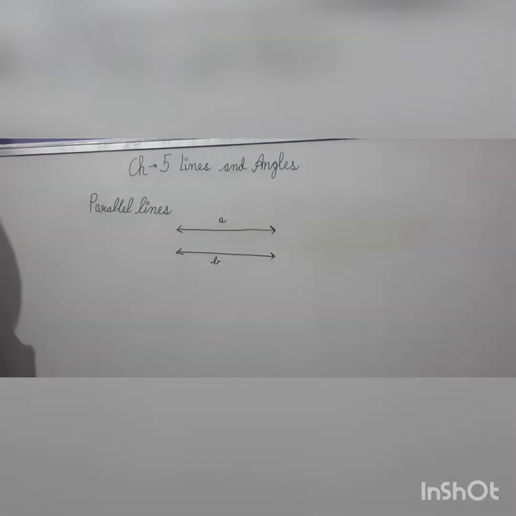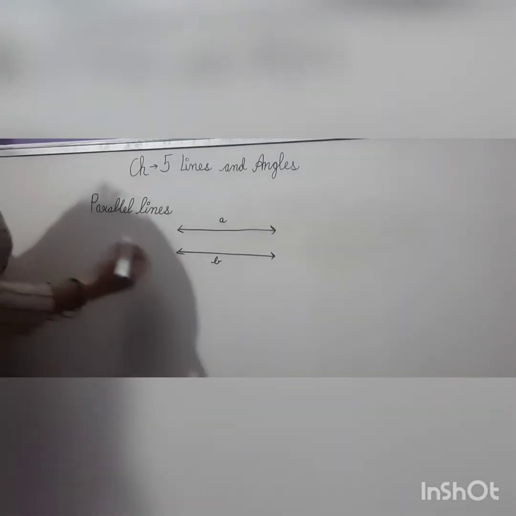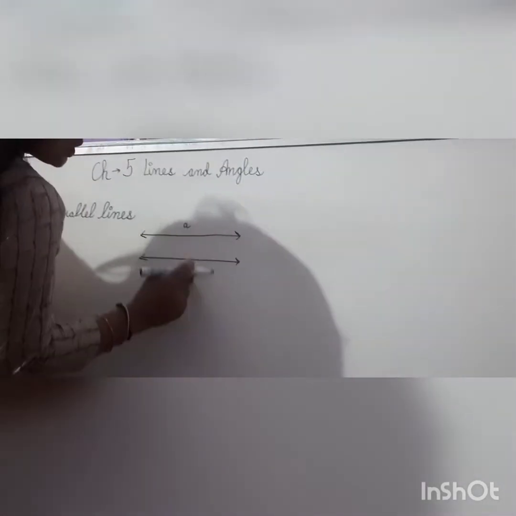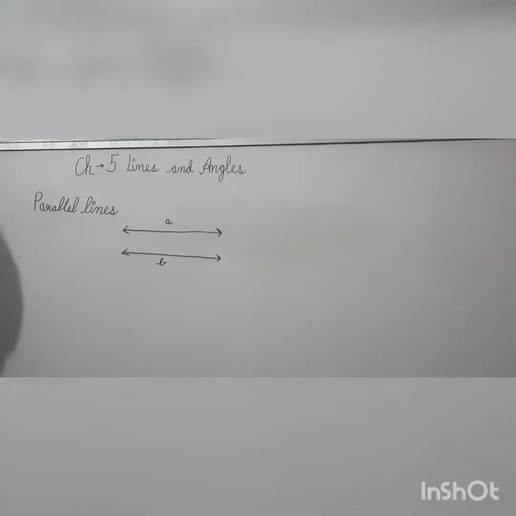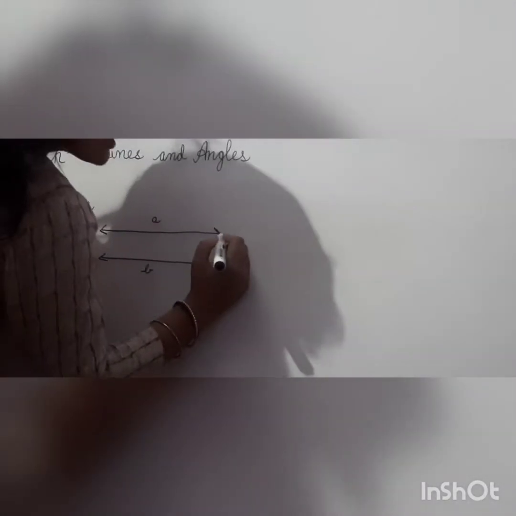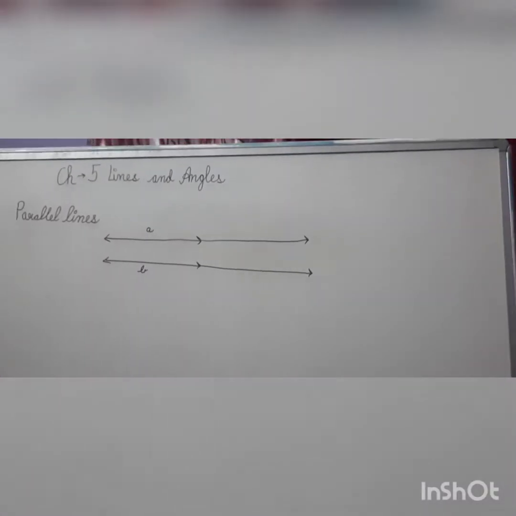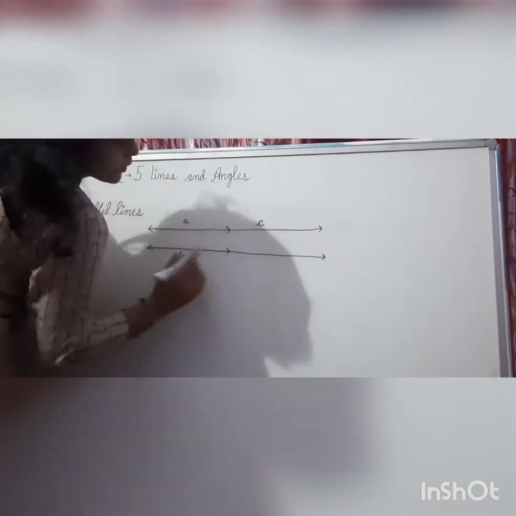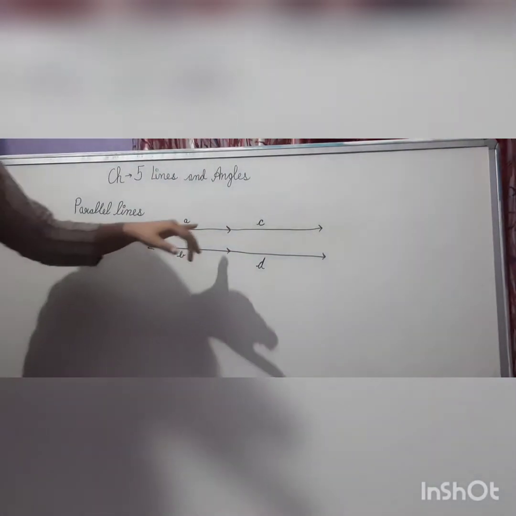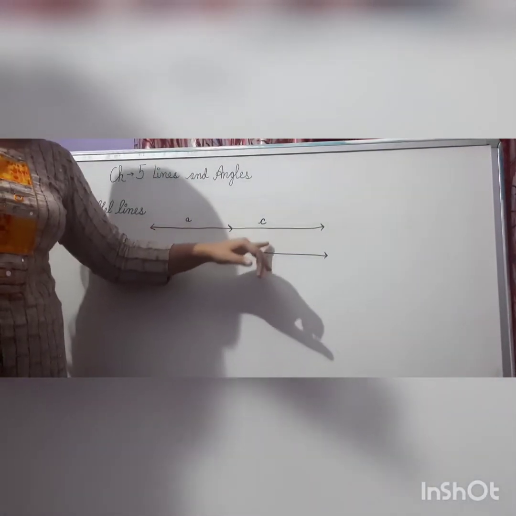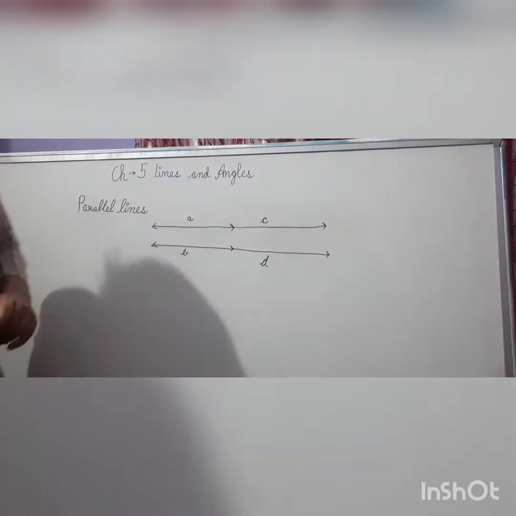Okay. The next main point is that the distance between these two lines is always the same, even if we produce them to any extent. Suppose I have produced A to C and B to D. It means that the distance between these two lines will always be the same.